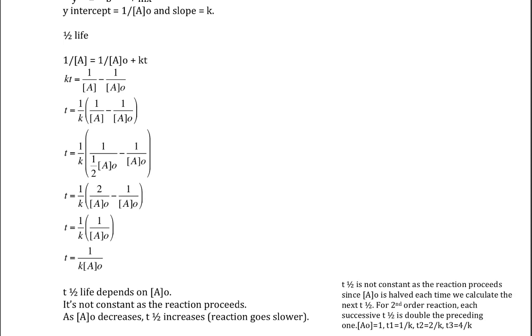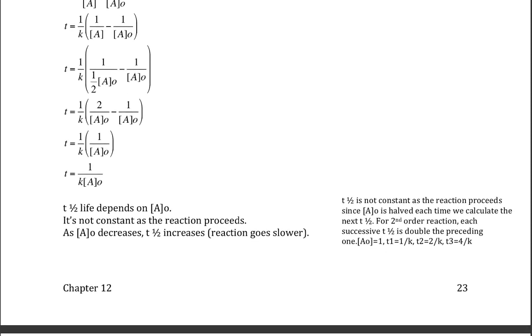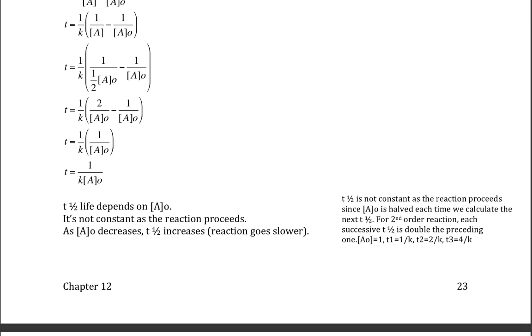So we have 1 over k times the quantity 1 over 1/2 A naught minus 1 over A naught. And that becomes 1 over k times (2 over A naught minus 1 over A naught). So t equals 1 over k times 1 over A naught, and that's our half-life equation. For a second order reaction, the half-life is t equals 1 over k A naught.